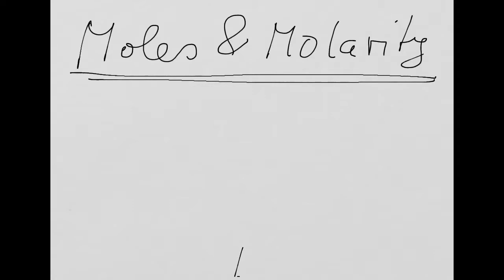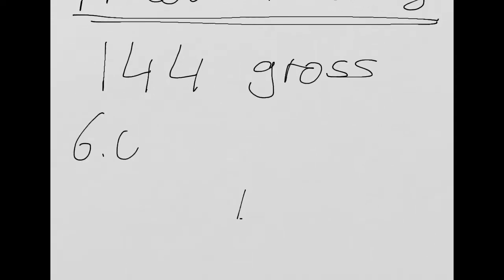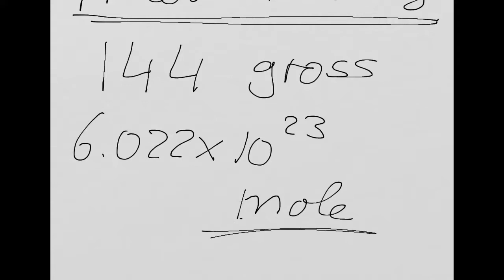What do you call 144? A gross. It's pretty gross. What do you call 6.022 times 10 to the power of 23? That is a mole. Exactly. A mole is nothing else but a number.